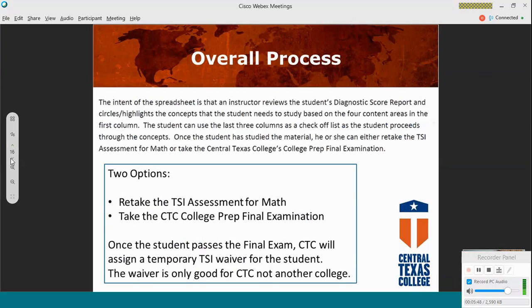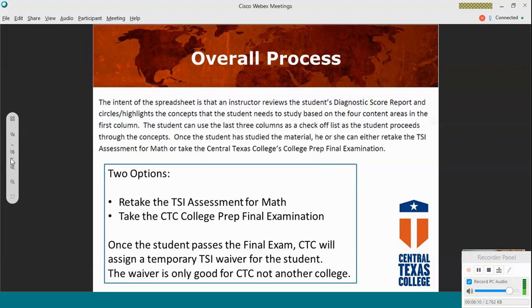They would work individually and check off, and then when they're ready, they can either take the TSI assessment for math again, just the math part, or they can take our college prep final exam. Once you reach out to us that the student is ready, we would provide the final exam for you, and then you could just scan it back to us.